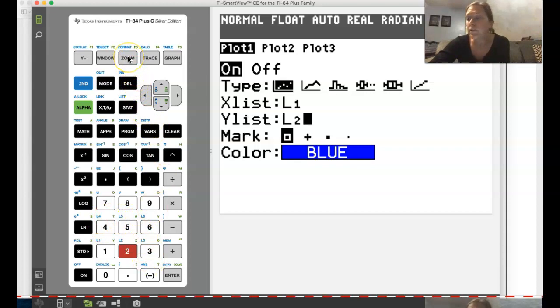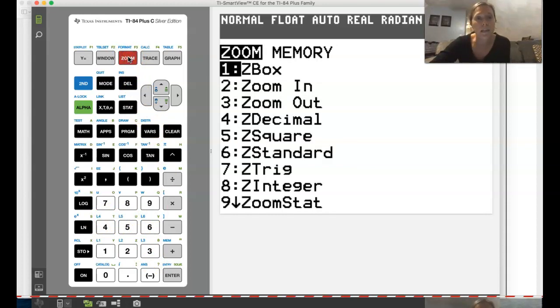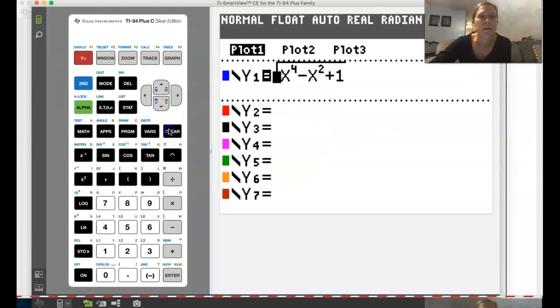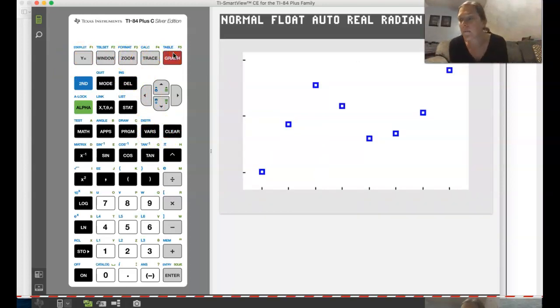Okay, and then what you're going to do is hit zoom, then zoom 9 for ZoomStat, and that's going to take you to the scatter plot. Whoops, I just realized I have my square root graph there. Okay, let's go back. There we go. So what type of graph do we think it could potentially be? Does it look linear? Does it look cubic? I definitely see a bit of curvature to it and not just straight. But we'll decide which one makes the most sense.